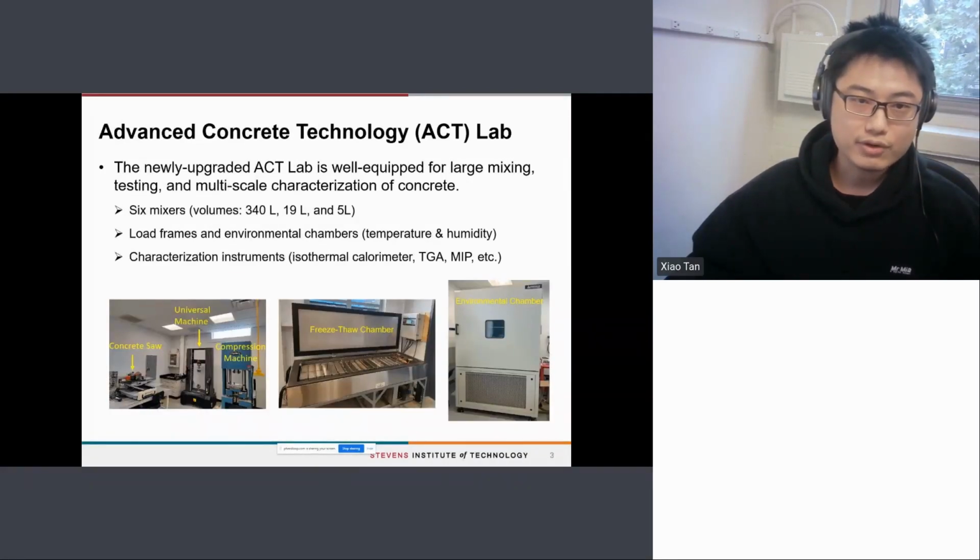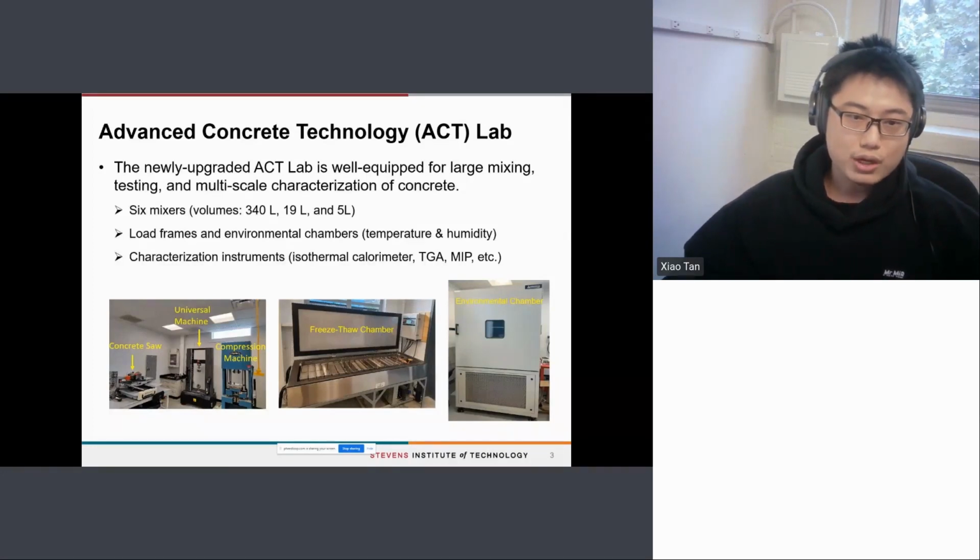We also have an advanced concrete technology lab. We have 6 mixture for the mixing and the universal machines and the environmental chambers for the mechanical temperature and the humidity testing. We also equipped with instruments for the multi-scale characterization of the concrete, such as the isothermal colorimeters, TGA, MIT, and so on. We strongly welcome the inquiry into the research collaborations and the education opportunities.